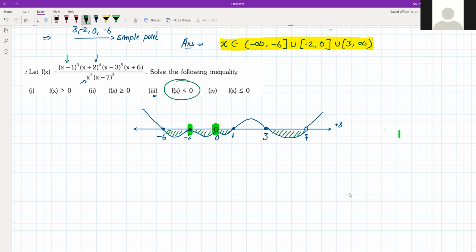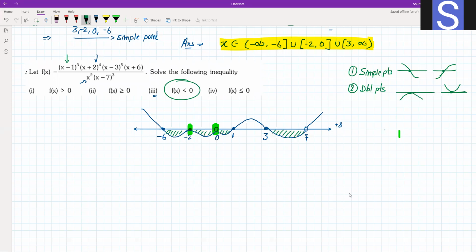And as I said, there will be two things here. There will be simple points, and second is your double points. Simple points are those where the curve will intersect the number line, and double points are those where the curve will get back into the region from where it was coming. Did you understand these two things now? Yes, sir. Okay.